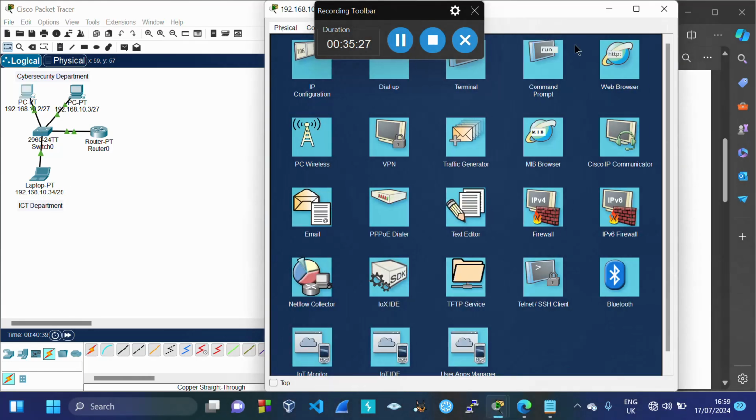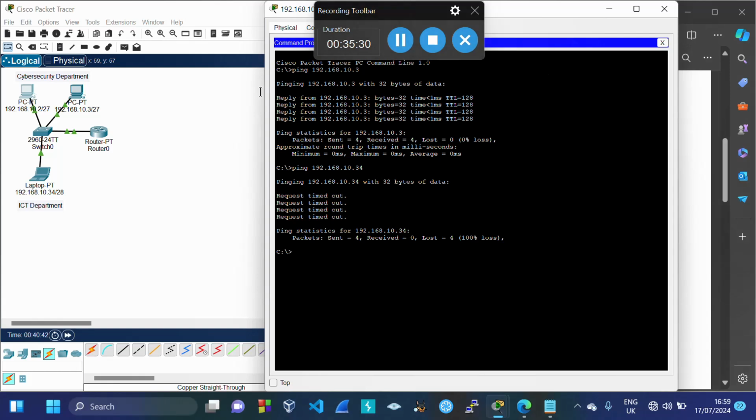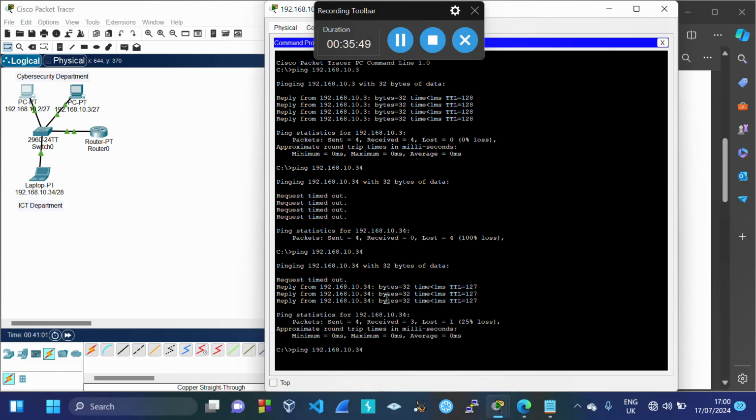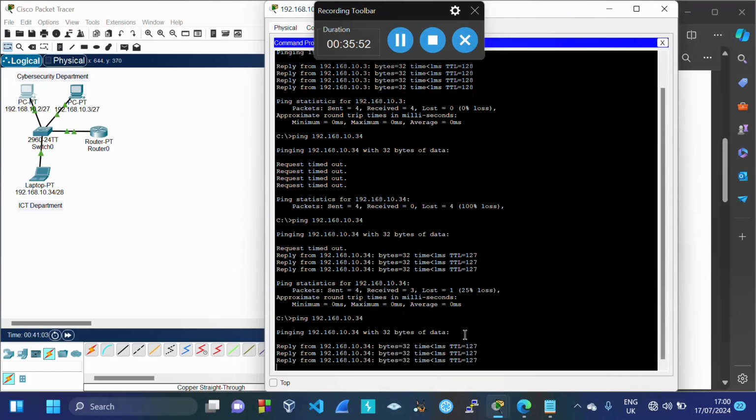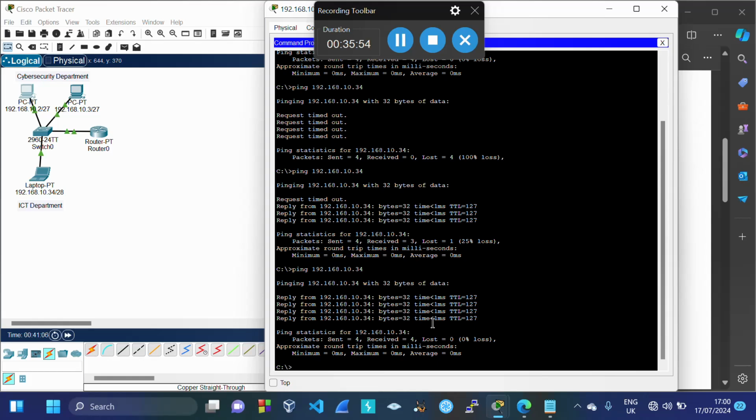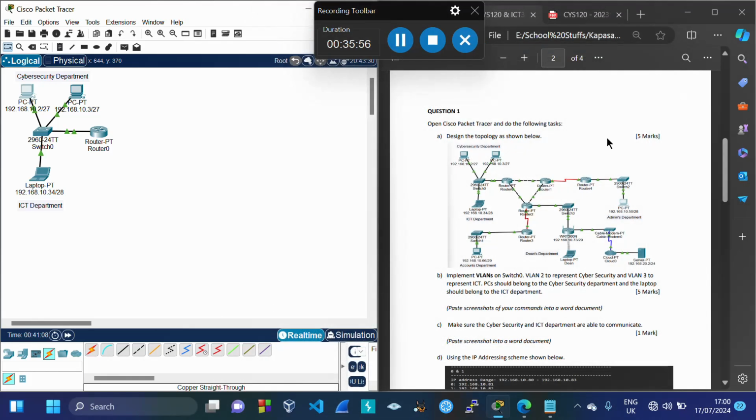To do that, we're going back to the command prompt on a PC from cybersecurity, then ping this device, which is .34 for the ICT department. Once I ping, since we are still configuring, it will start first with timed out, then it will start working. So as we can see, it's working. I'll repeat it to show you that it has successfully managed to ping. So we've used commands here to make that successful.